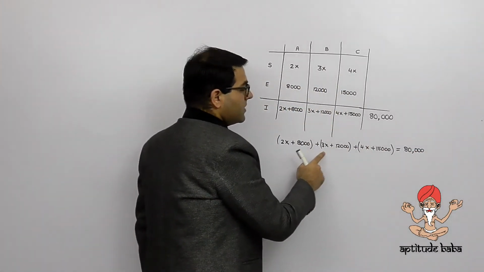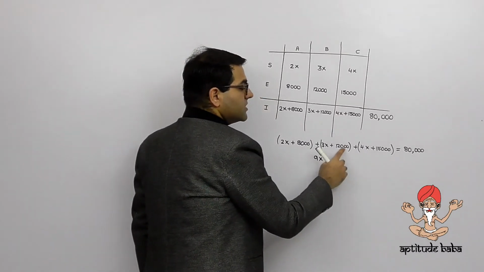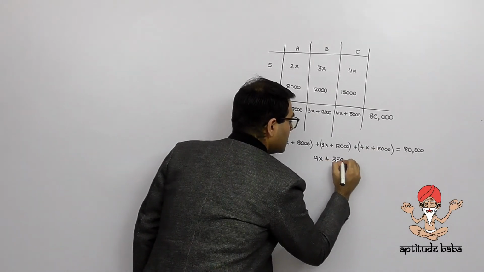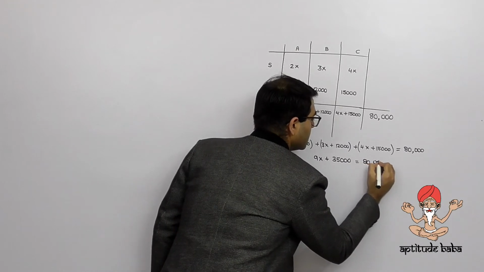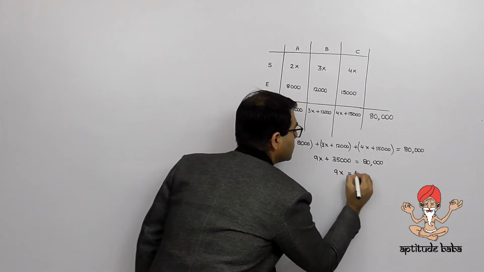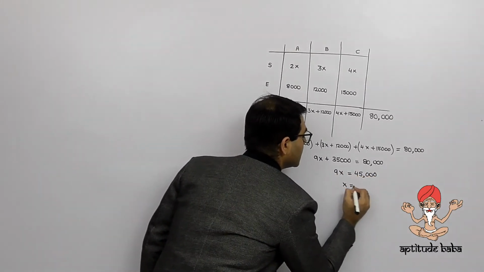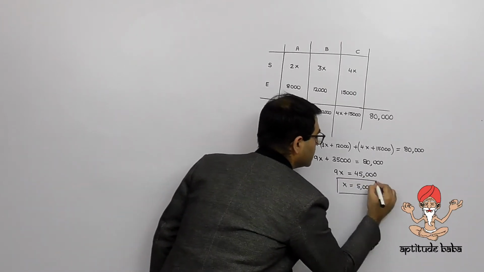2x plus 3x is 5x plus 4x is 9x. 8,000 plus 12,000 is 20,000. 20,000 plus 15,000 is 35,000. So 9x plus 35,000 is equals to 80,000. इस 35,000 को इधर जाकर माइनस कर लेते हैं. सो द वैल्यू ऑफ 9x टर्न्स आउट टू बी 45,000. इफ 9x is 45,000 आई कैन स्ट्रेट अवे से दैट द 5,000 इज द वैल्यू ऑफ x. सो x का वैल्यू मेरे पास 5,000 आ गया.